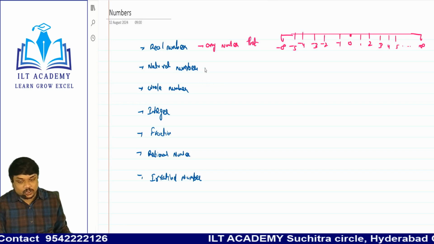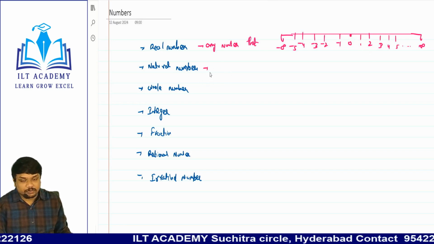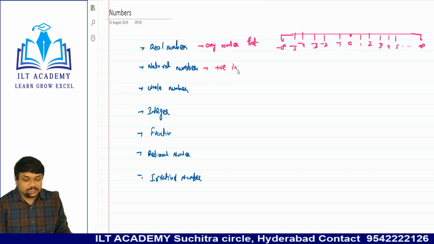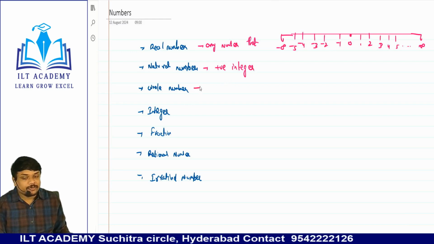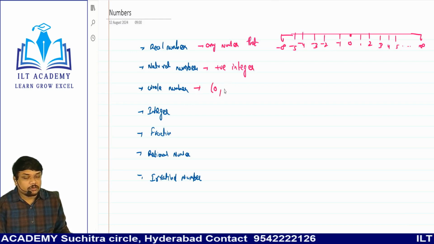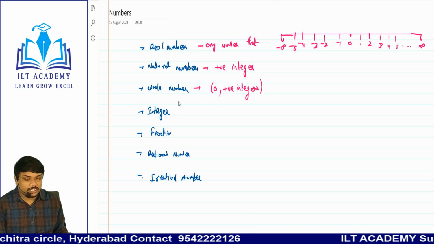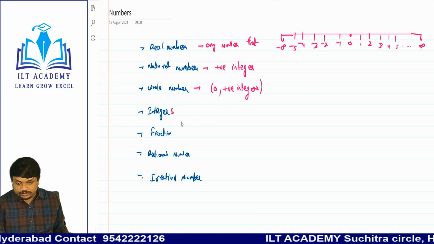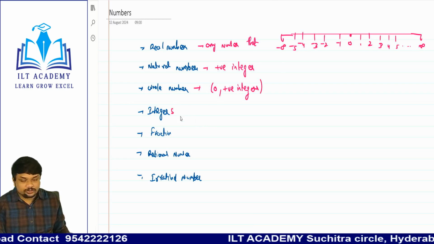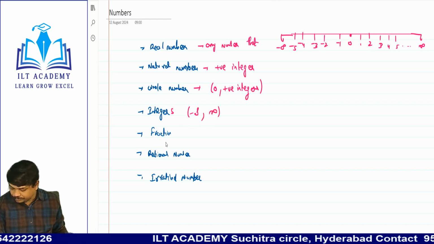Now let us understand what is a natural number. Natural number is nothing but positive integer, you can understand. Perfect. Positive integer. Clear? Then what about whole number? 0 and positive integers. Got it? Clear? Now what are integers? Minus infinity to infinity. Clear?